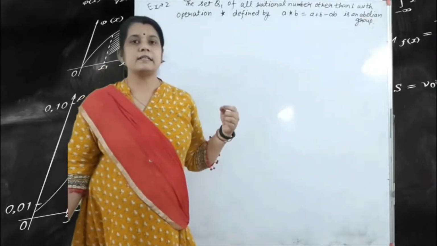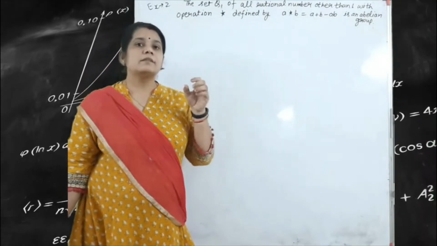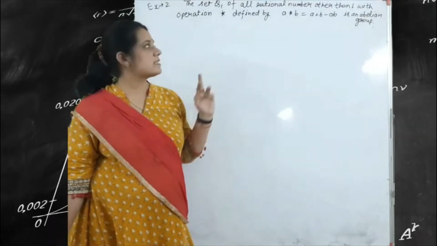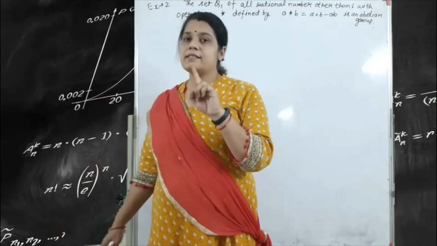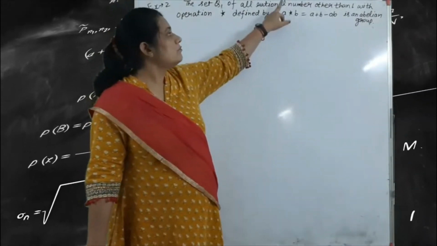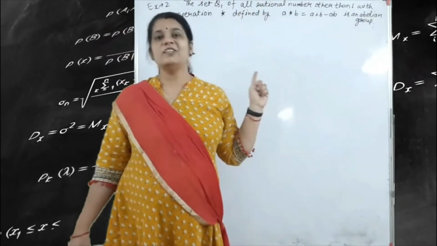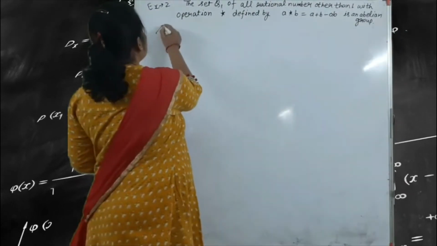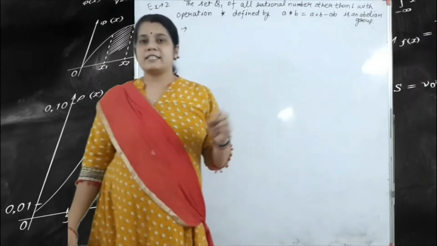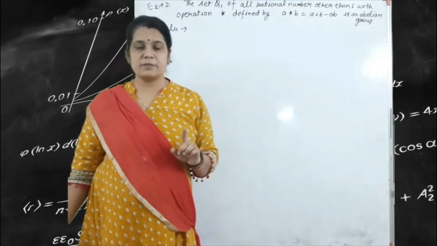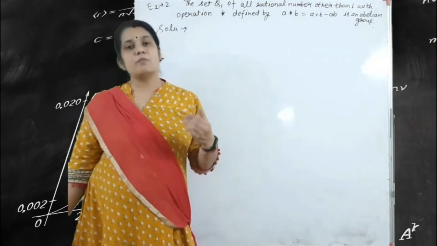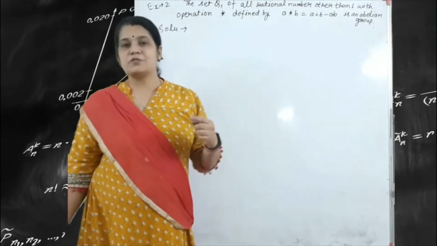We have already seen in the previous lecture A star B equal to AB by 3, and here we are given A star B equal to A plus B minus AB. One point is very important: according to our question, 1 is not included in Q1. So let's start and find out whether it is an abelian group. We satisfy here the 5 properties: closure property, associative property, identity, inverse, and the commutative property. We use them one by one.